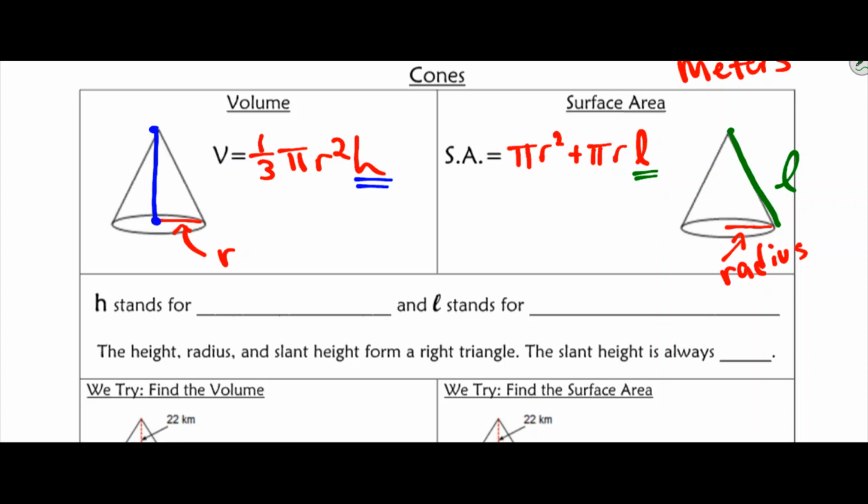Let's do that since I already have the green one. L is our slant height. The H is the normal height that just really goes straight up and down inside the plane.